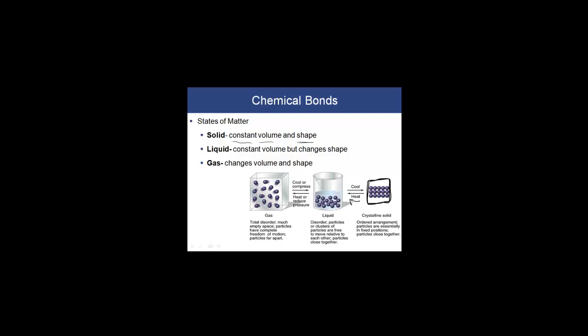In terms of the gas state of matter, you get a change in both the volume and the shape. If we were to subject that water to heat, you would end up with water vapor, and that would be the gaseous form, the gas state of matter. And the water vapor, the gas, can change volume and shape.